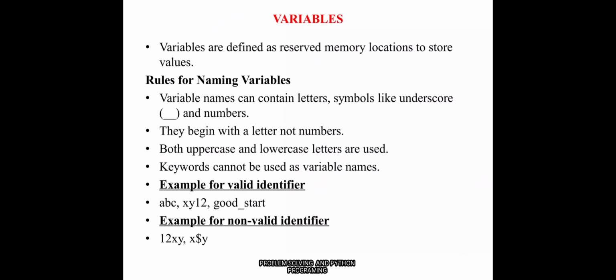For example, a non-valid identifier: if you begin with a number, it will not be accepted. It should begin with a character. And in X$Y, a dollar symbol has been used here, but the dollar symbol will not be accepted. Special symbols will not be used in variables.